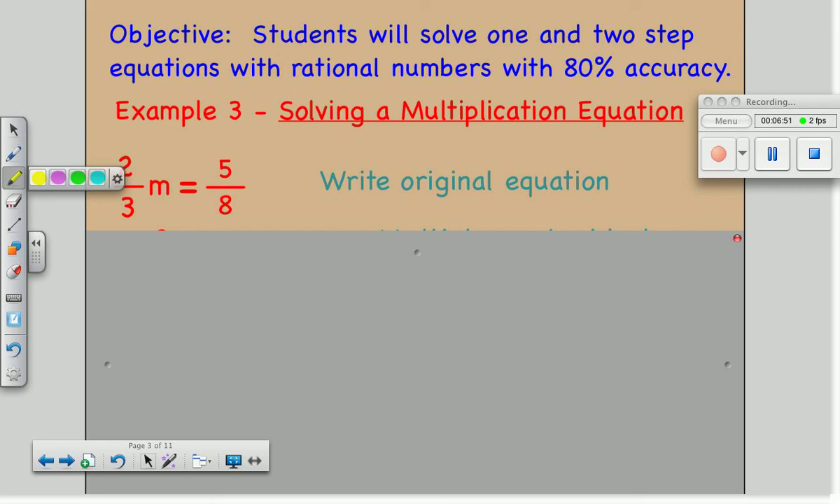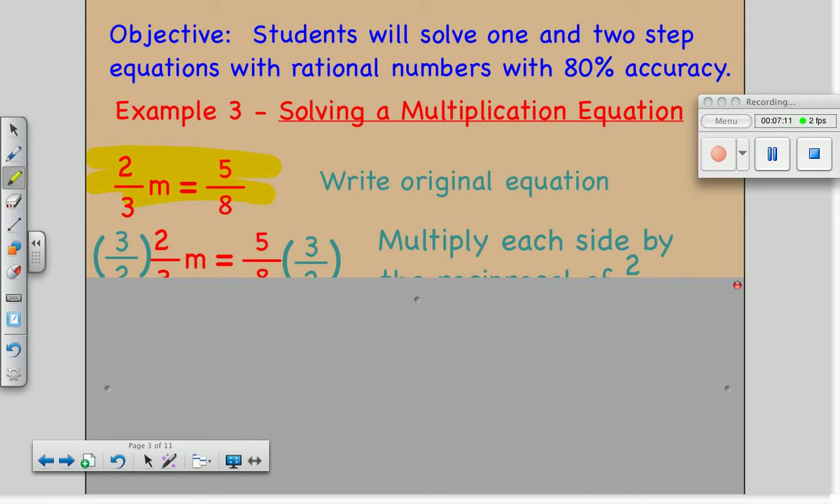2/3 multiplication now. 2/3 times m equals 5/8. If I'm multiplying m times 2/3, in order to get rid of it, I have to divide by 2/3. Well, if I divide on one side of the equal sign by 2/3, I have to divide on the other side by 2/3.